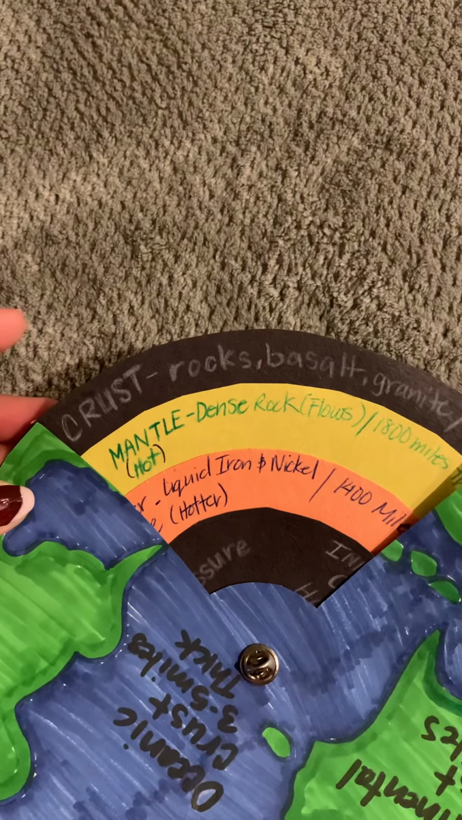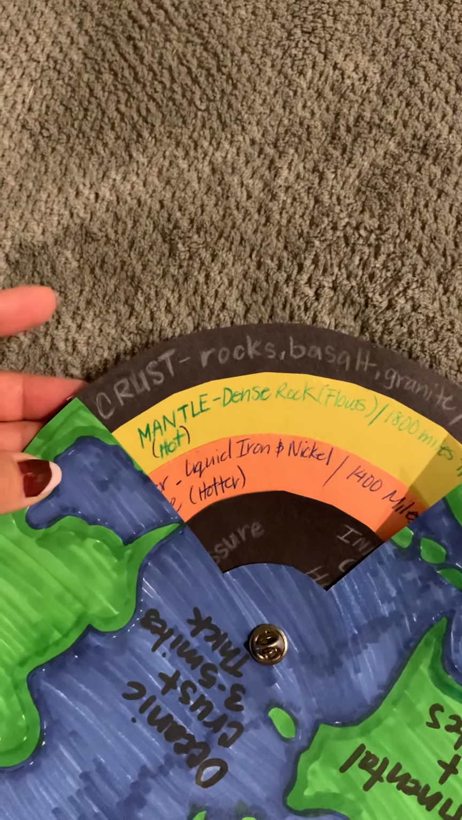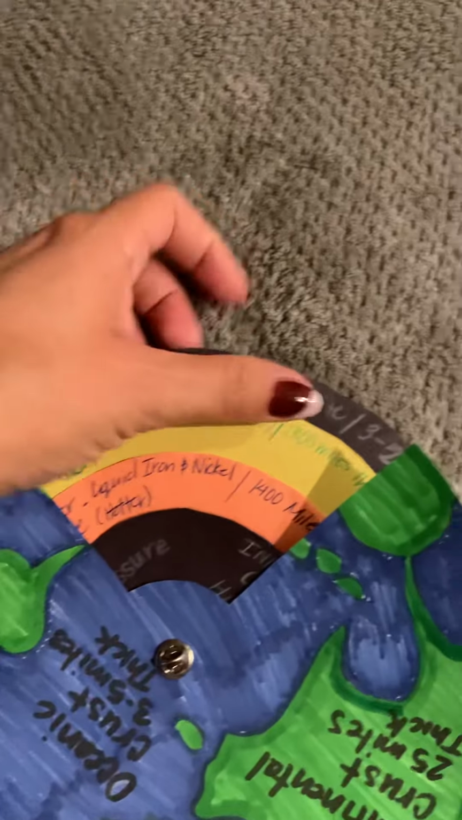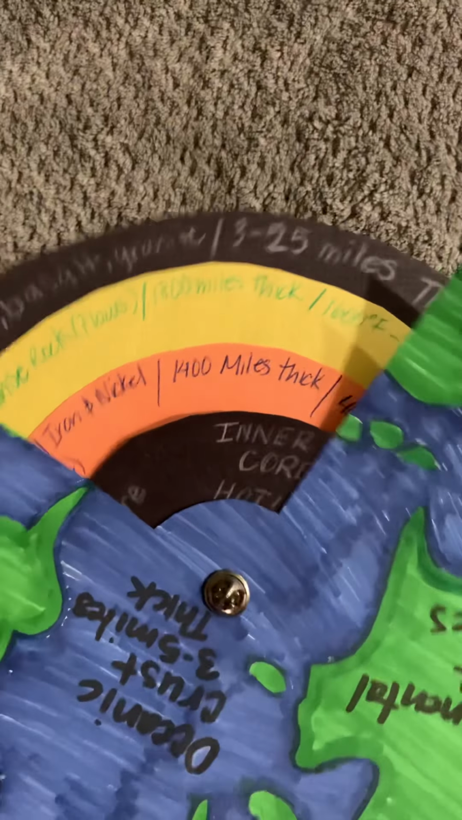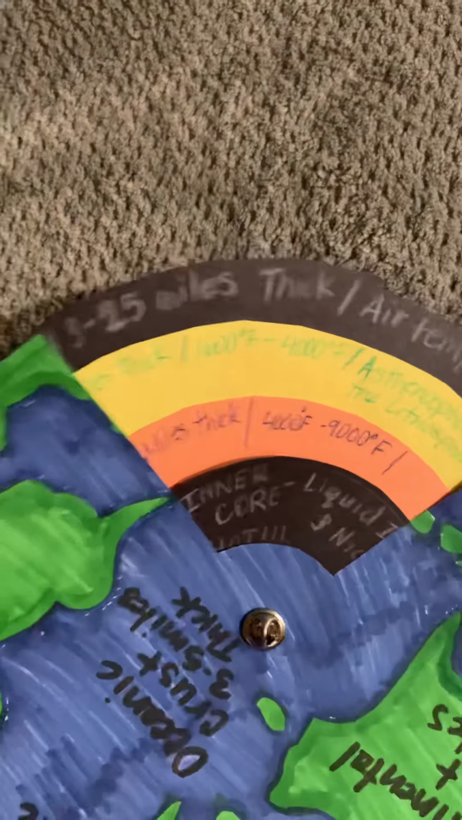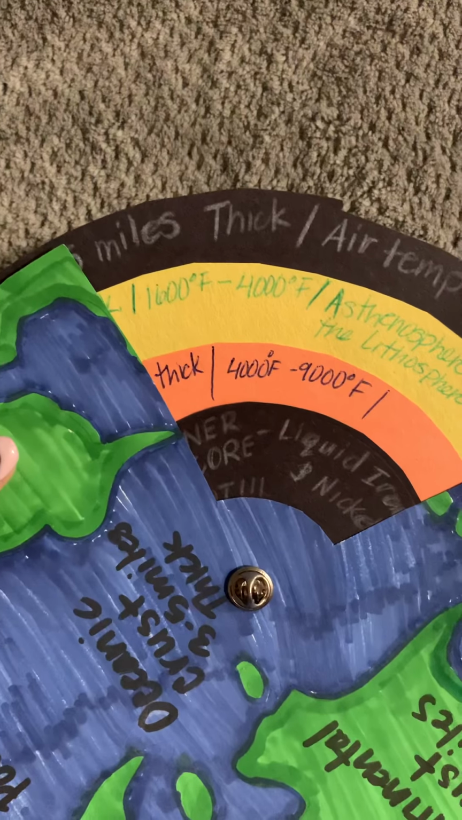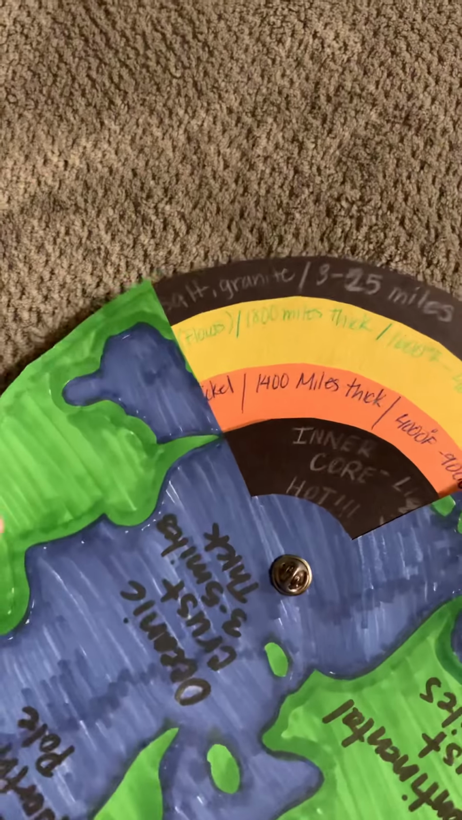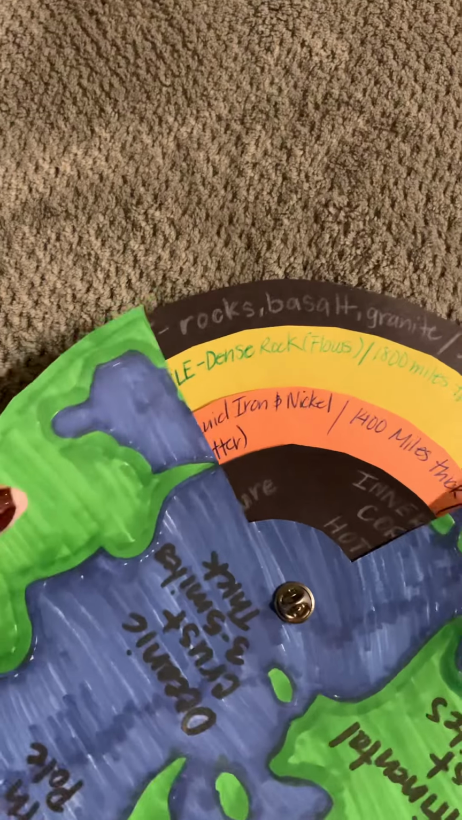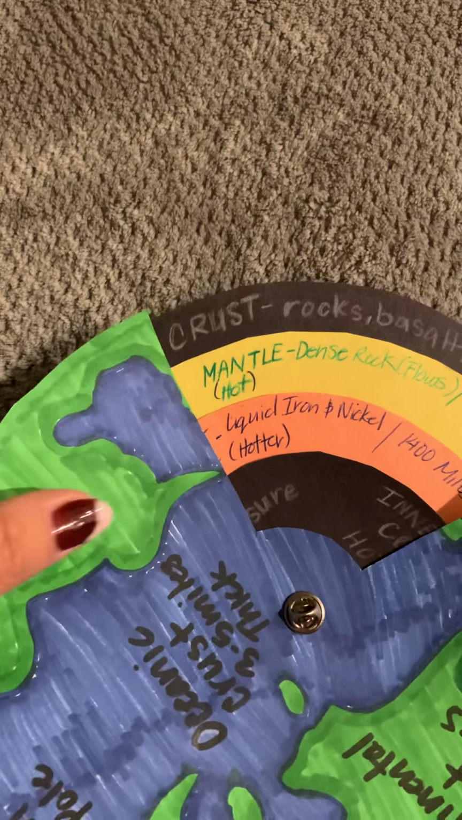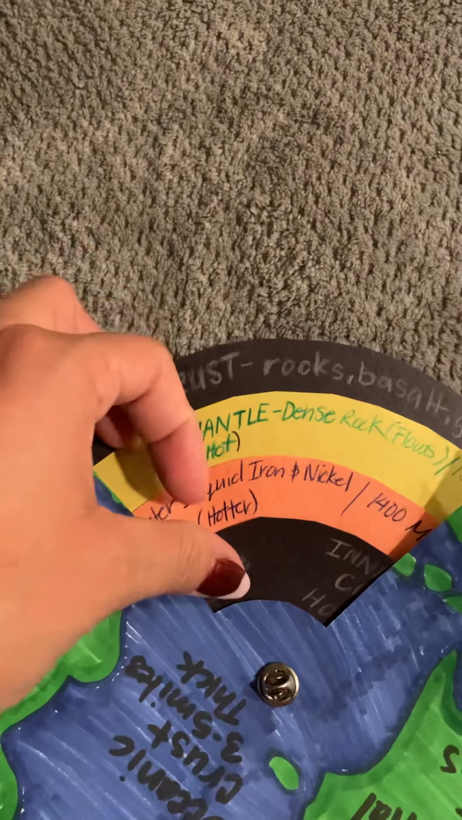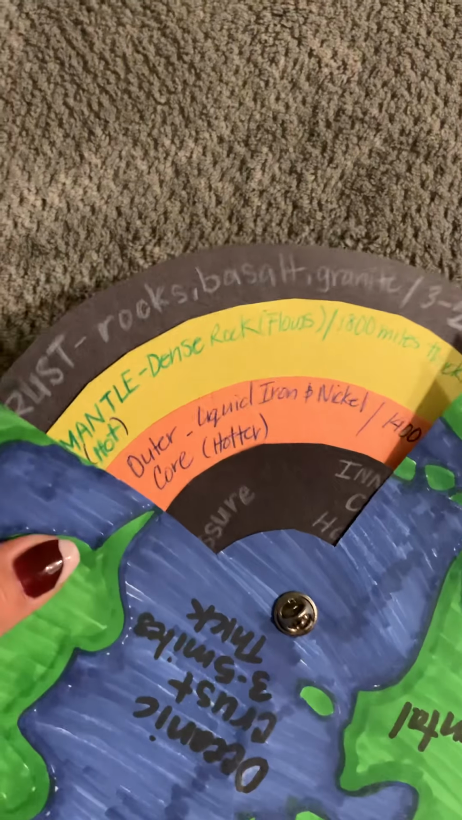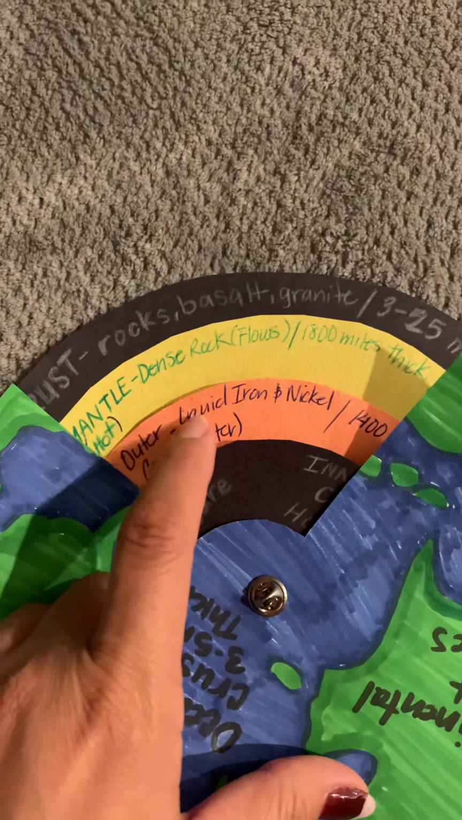The mantle is made up of dense rocks, and again, it flows. It's very hot, hotter than the crust. It's about 1,800 miles thick, and the temperature ranges from about 1,600 degrees Fahrenheit to 4,000 degrees. So if you think about it, we bake in our ovens at about 350 to 500. So that's for reference.